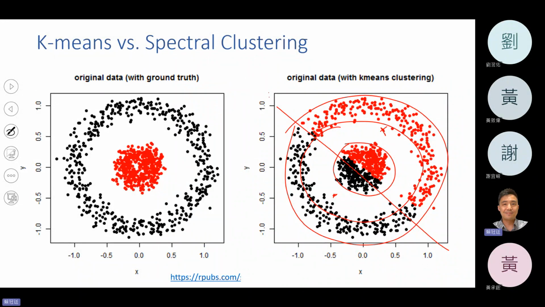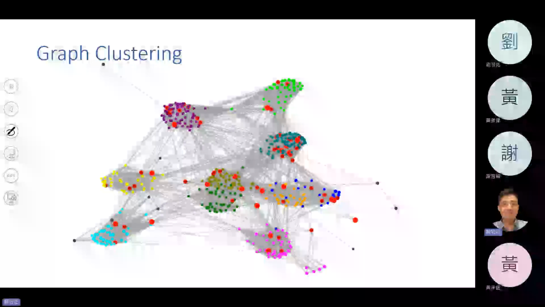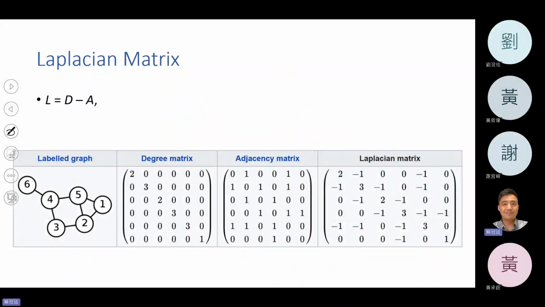So how can we consider the distance between samples? We can use a graph. Here's a graph that I created using Python. To consider the distances or connections between data, we need to define a matrix. It's called the Laplacian matrix.